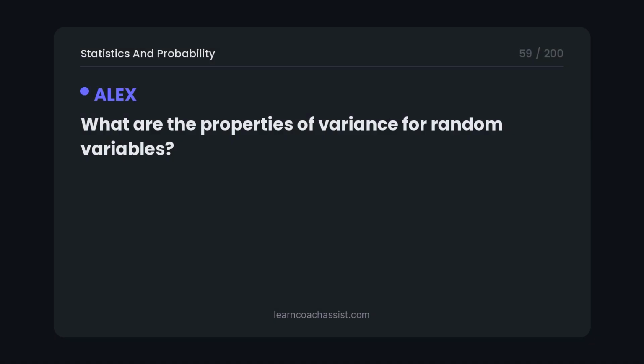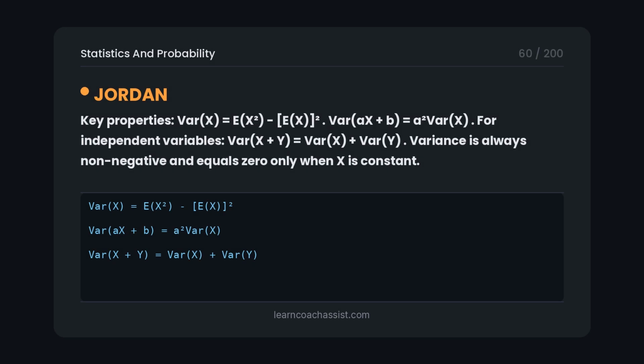What are the properties of variance for random variables? Key properties: Var(X) equals E(X²) minus (E(X))². Var(aX + b) equals a² Var(X). For independent variables, Var(X + Y) equals Var(X) plus Var(Y). Variance is always non-negative and equals 0 only when X is constant.